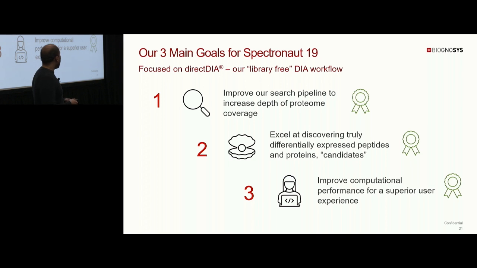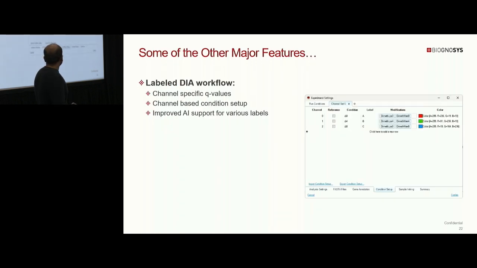And now I want to very quickly go into some of the nice-to-have things that we worked on with Spectronaut 19. We really improved the label DIA workflow in Spectronaut, or plexDIA workflow. You can now get Q values at a transition group level or channel level. You can also do condition setup at the channel level as well, along with your run-based channel specification. We also improved the support for many of these labels in our AI models.